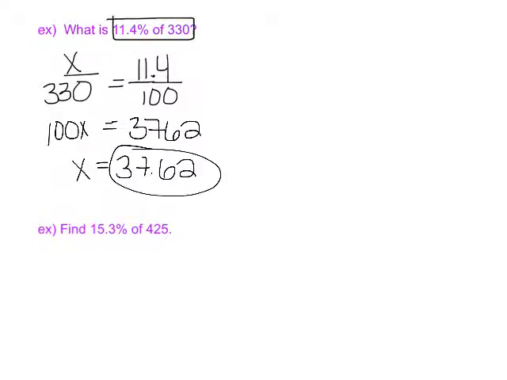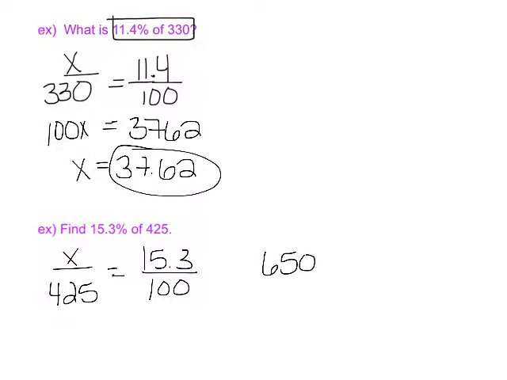So we're going to find what 15.3% of 425 is. When I multiply, I'm going to get 425 times 15.3, which is 6,502.5, equals 100x. And when I divide by 100, I'm going to get 65.025 equals x.